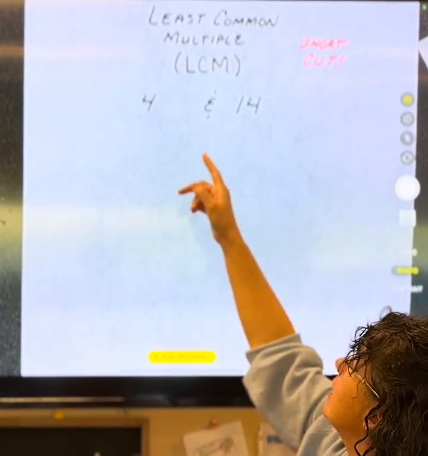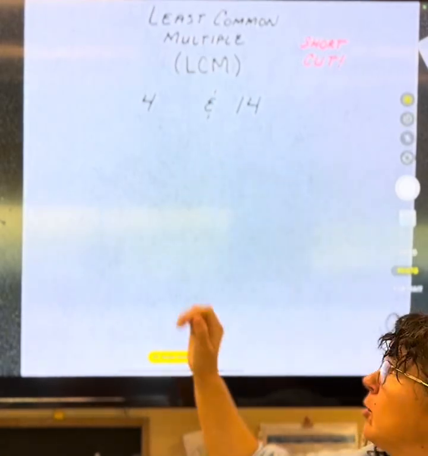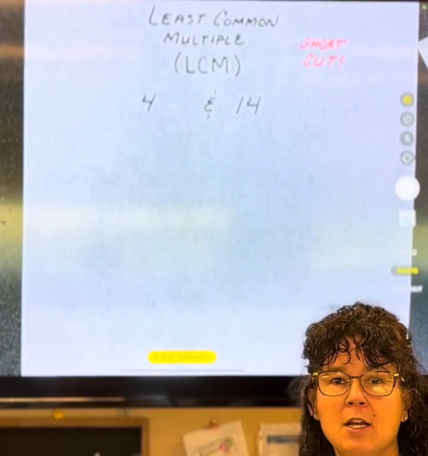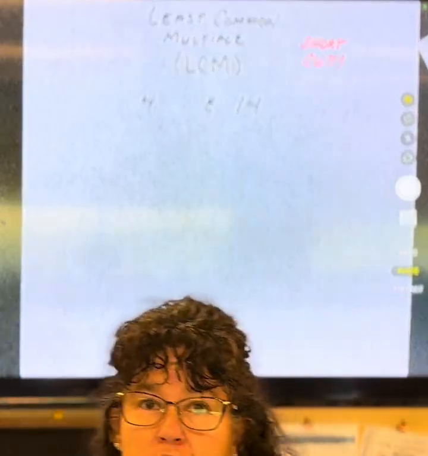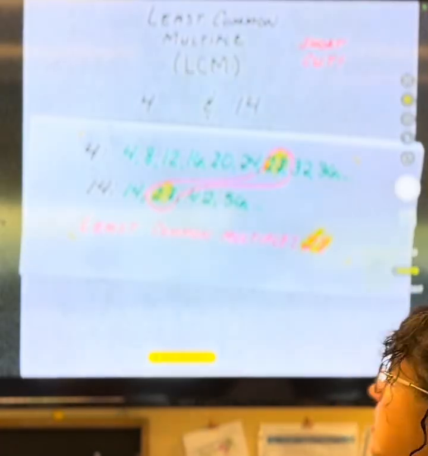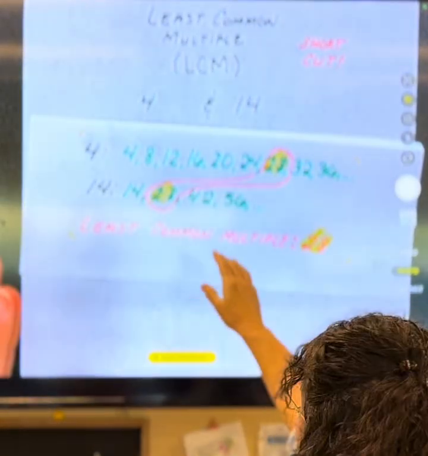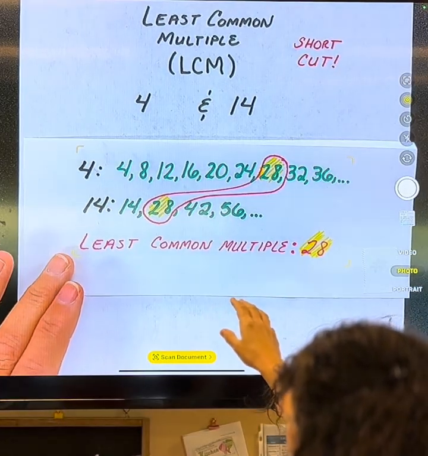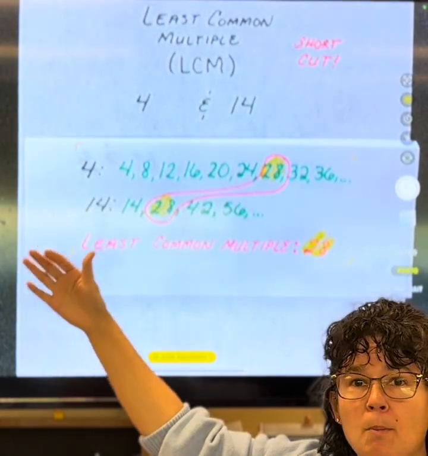I'm going to demonstrate a shortcut to finding the least common multiple for 4 and 14. But let's go ahead and start with the traditional approach. If I had the numbers 4 and 14, what we could do is list them out. To get multiples, you multiply.